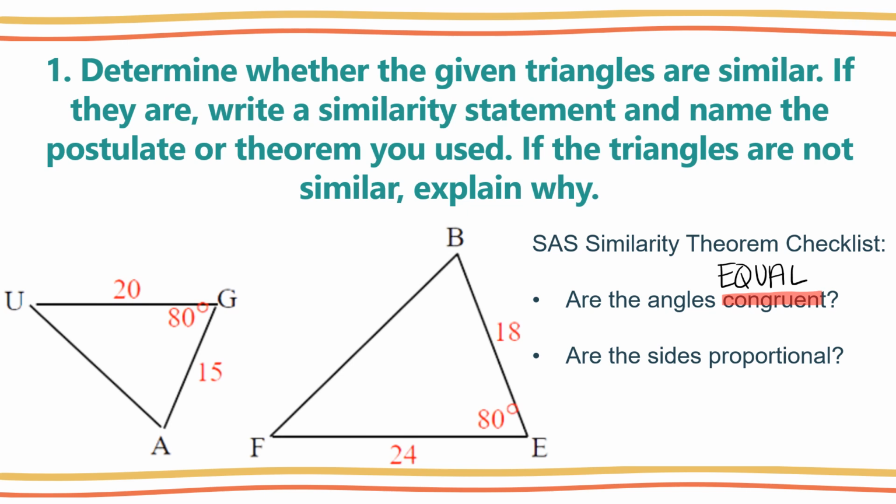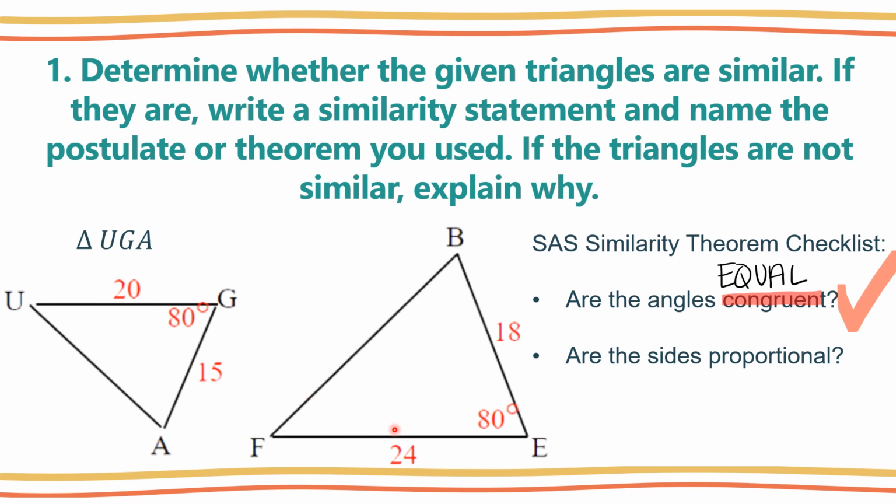All right, so let's get started. Are the angles equal? Yes, they are. They're both 80 degrees. All right, so check. We're already halfway there. Now we just need to check that the sides are proportional. All right, so I'm going to start by naming this triangle on the left UGA. All right, so again, how you name the first triangle is totally random. I named this one UGA, just kind of started on the left and went around clockwise.